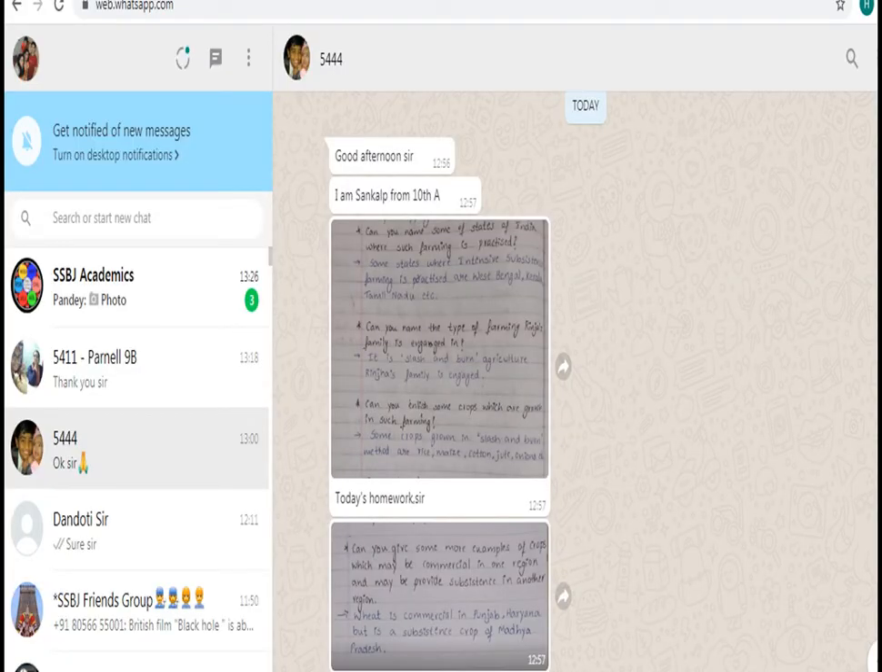This is the photograph which I want to show you. So it's self-explanatory. You can observe clearly that the students are continuously interacting with me. I want to thank each and everyone who is interacting with me. They are asking the doubts and difficulties. They are writing the homework and sending it to me. You can observe here how the child has written the question as well as the answer and texted it to me in this form.